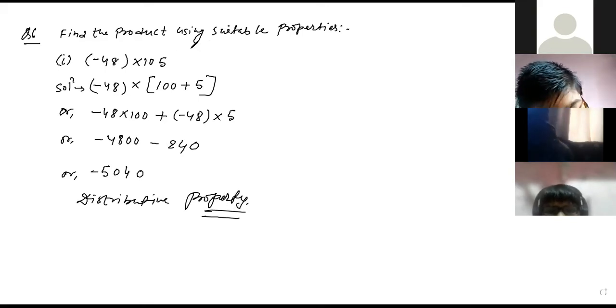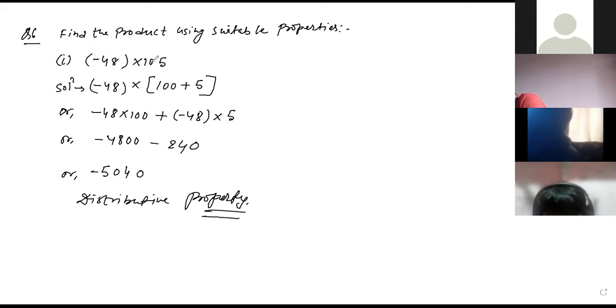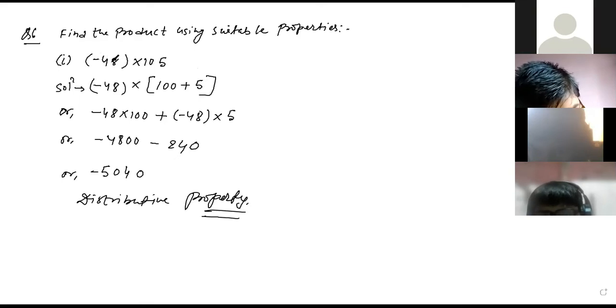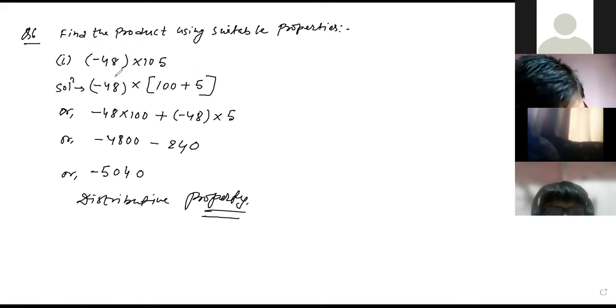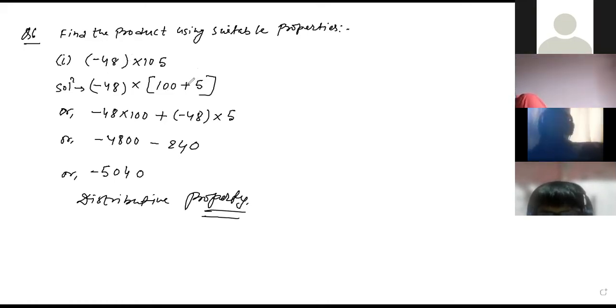Now see, whenever you see a value like 105, we can break this 105 into 100 plus 5. The calculation of 100 plus 5 is easier. We can break 48 also like 40 plus 8 or 50 minus 2. But which one is easy to break, 100 or 40 and 50? The 100 one is easy, because multiplication by 100 is easier than with other numbers.